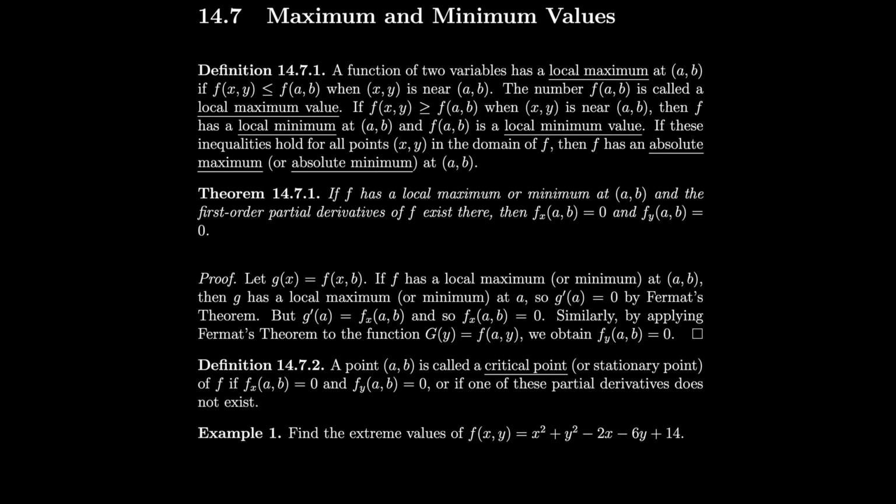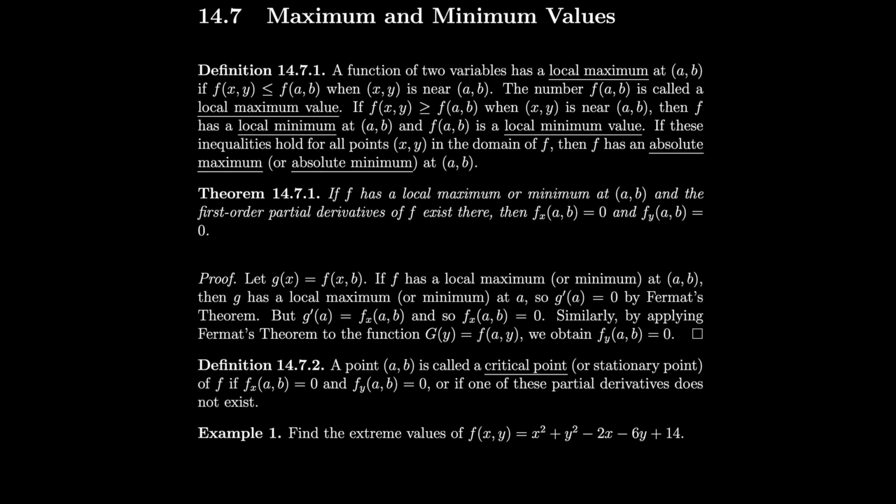Section 14.7, Maximum and Minimum Values. A function of two variables has a local maximum at (a, b) if f(x, y) is less than or equal to f(a, b) when (x, y) is near (a, b). The number f(a, b) is called a local maximum value.